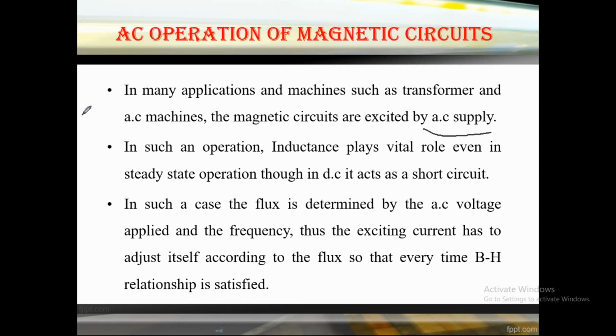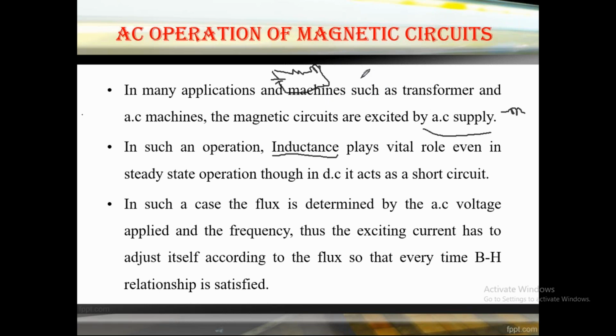Now, in this AC supply operation, what will happen? In this operation, inductance acts as a vital role. Why? Because if a circuit consists of a resistance and inductance, and the circuit runs by the DC supply, you have already seen electrical circuits. An electrical circuit consists of both inductance and resistance. If you are using the DC supply, then the inductor acts as a short circuit. If you are using AC supply, the inductor acts as an energy storage.